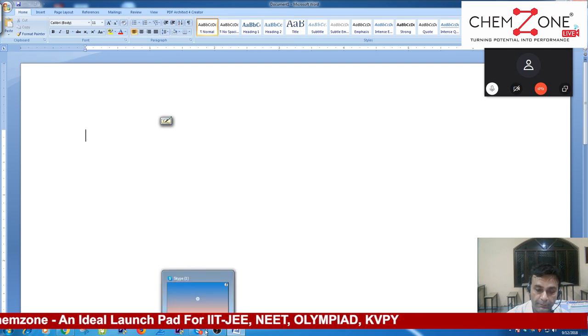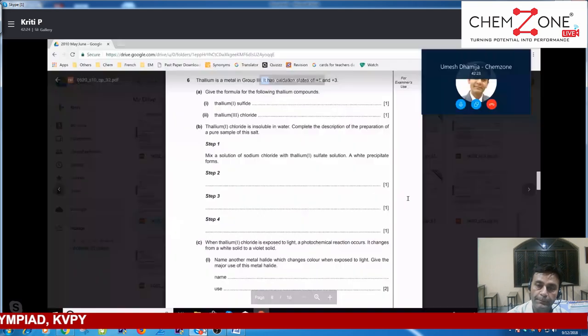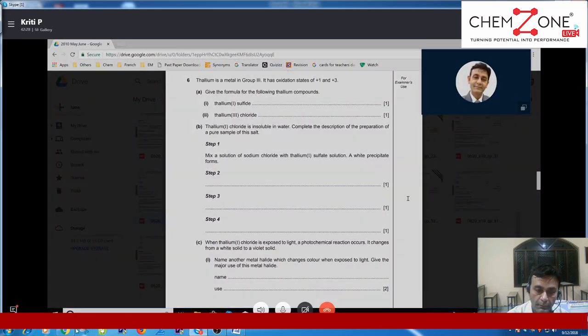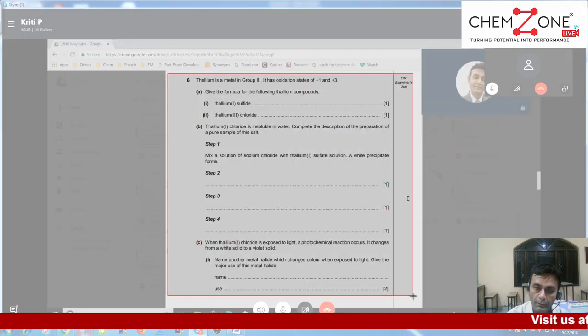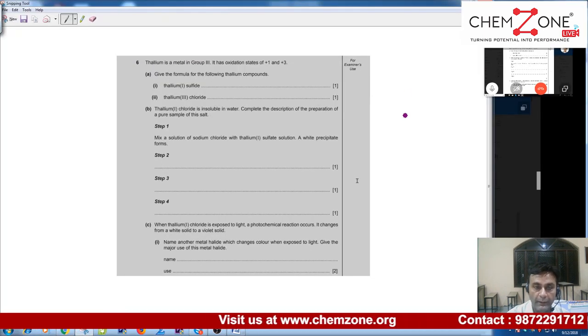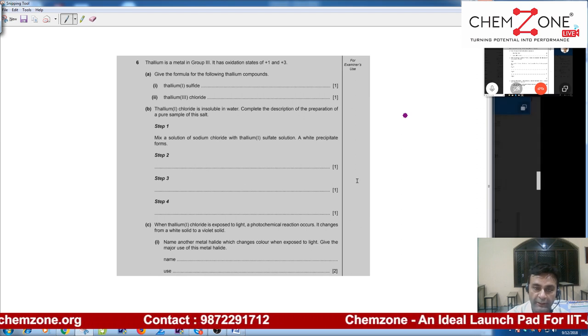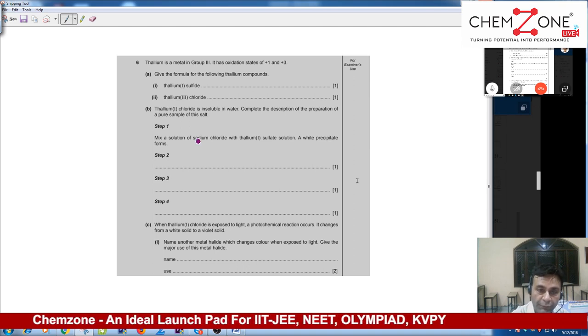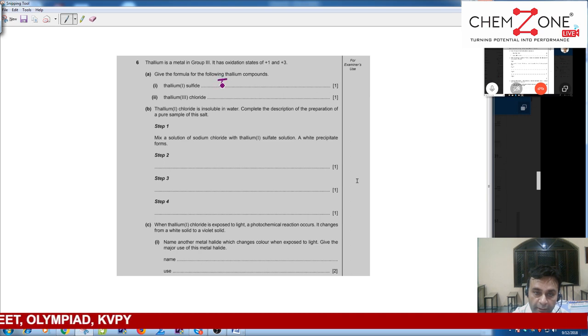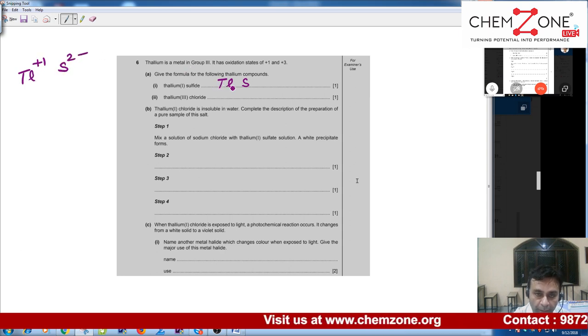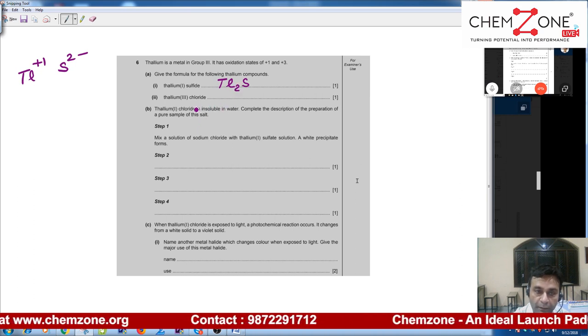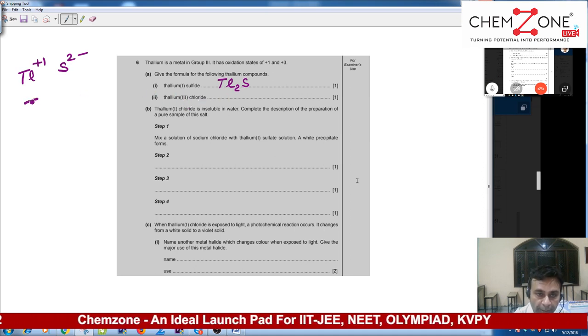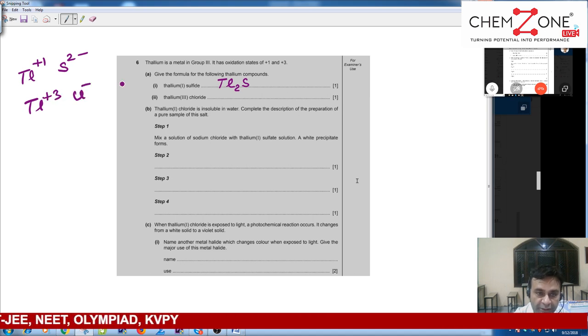I'll share the screen. Thallium is a metal in group 3, and it has oxidation states of plus 1 and plus 3. Write the formula of the thallium compound, thallium(I) sulfide. Tl is the symbol. Sulfide has a minus 2 charge, right? Thallium has a plus 1 charge, sulfide has a minus 2 charge, so the formula will be Tl2S. Right? Yes, sir. Thallium(III) chloride: thallium has a plus 3 charge, chlorine has a minus 1 charge, so the formula will be TlCl3. Okay, sir.